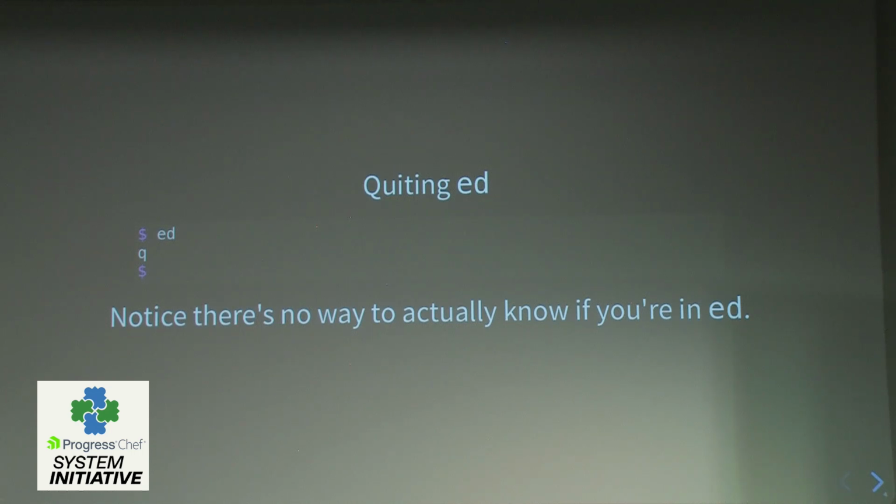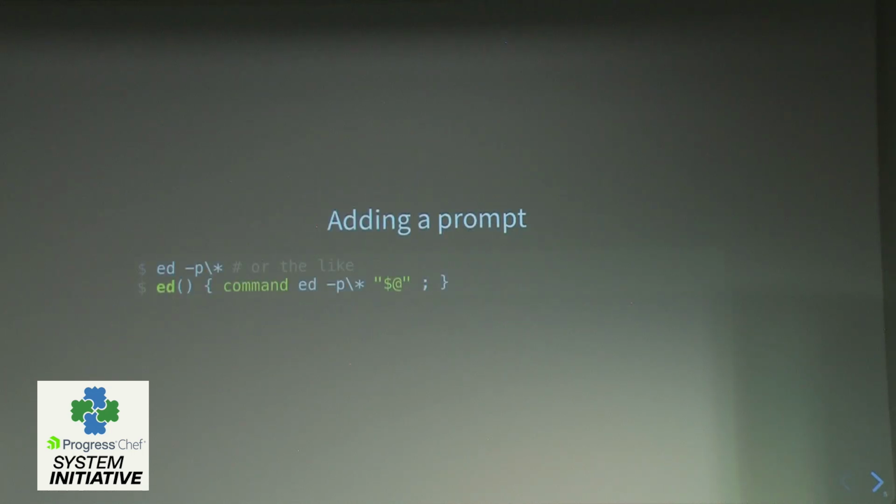But if you get into it and then out of it, what do you do next? Well, it turns out, as you notice, there's no prompt or anything, because we need to know that we're actually in the file, right? So you can actually just do ed -p with an asterisk or whatever you want, and it gives you a nice little prompt to tell you you're actually in the text editor, which is nice.